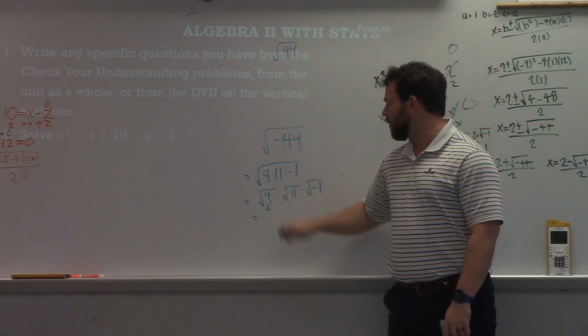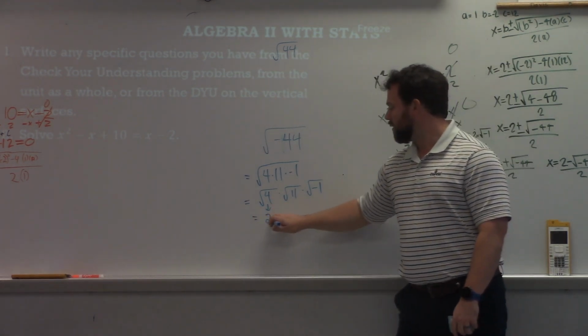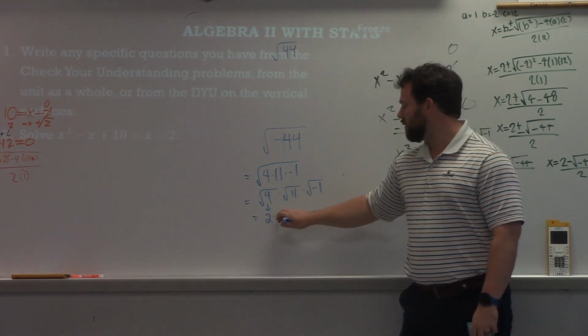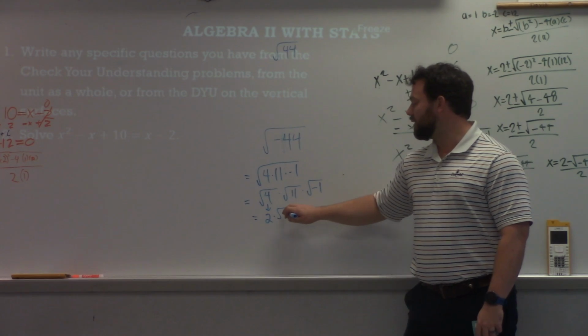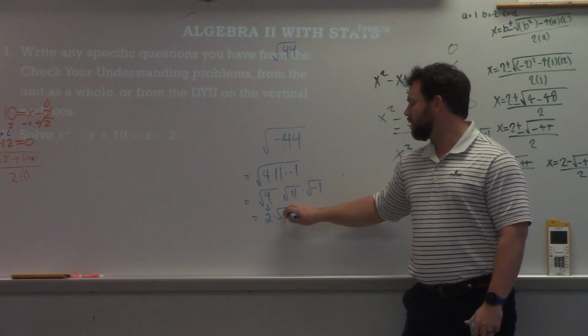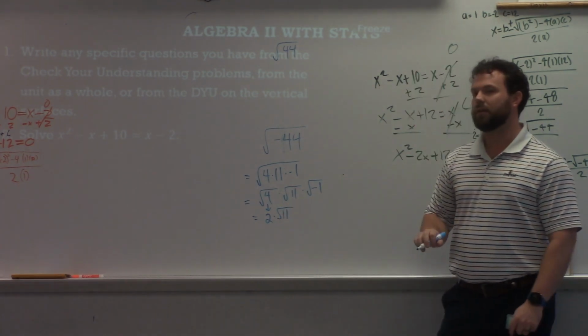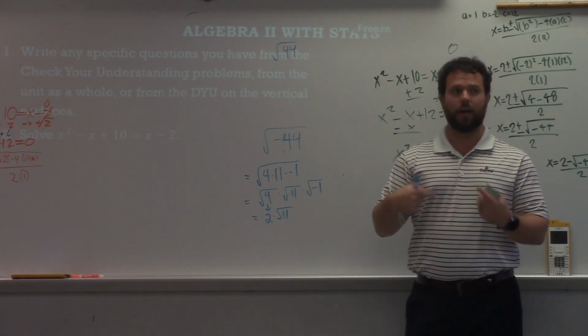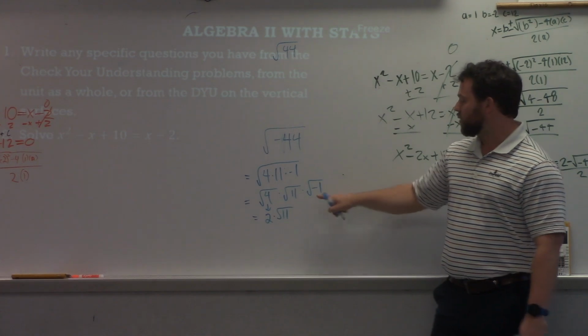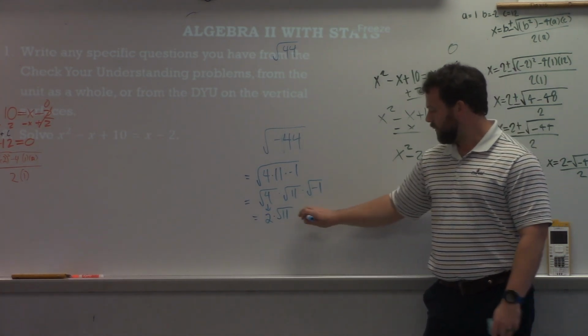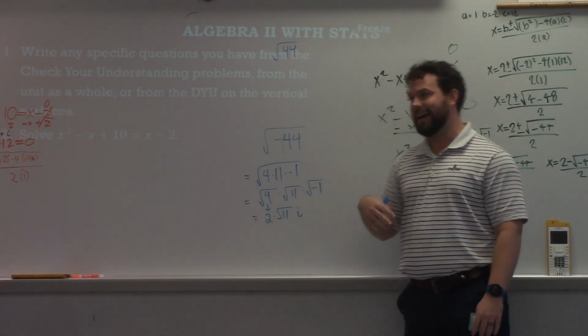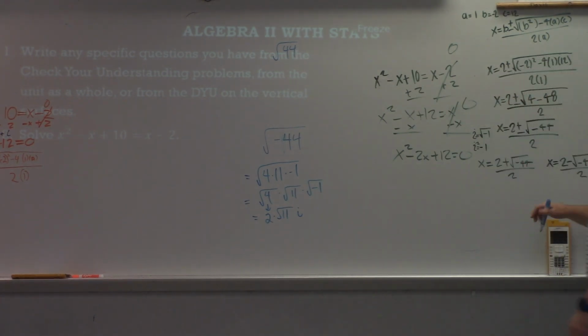Can I take the square root of 4? Yes. What is it? 2. Can I take the square root of 11? No. So why not? Because it is not a perfect square. So what kind of number would that be? Irrational, right? So that would be irrational. Square root of negative 1 is i. And don't forget, traditionally we put that i at the end there. So, right here, hey guys, right here. So I'm rewriting it this way.